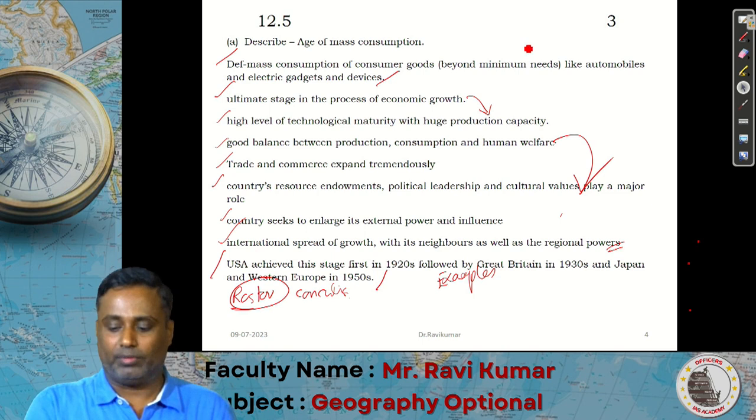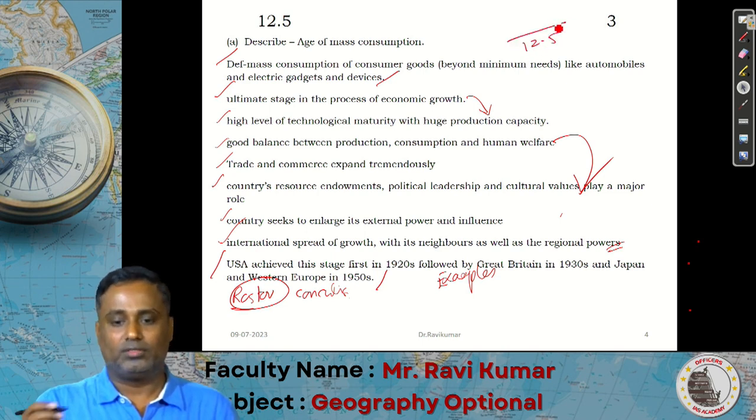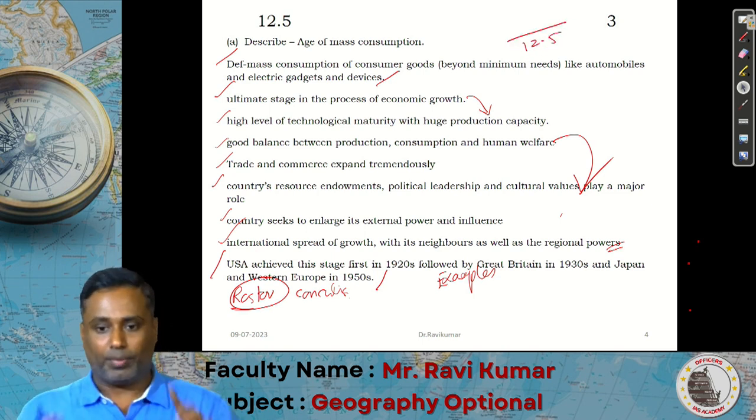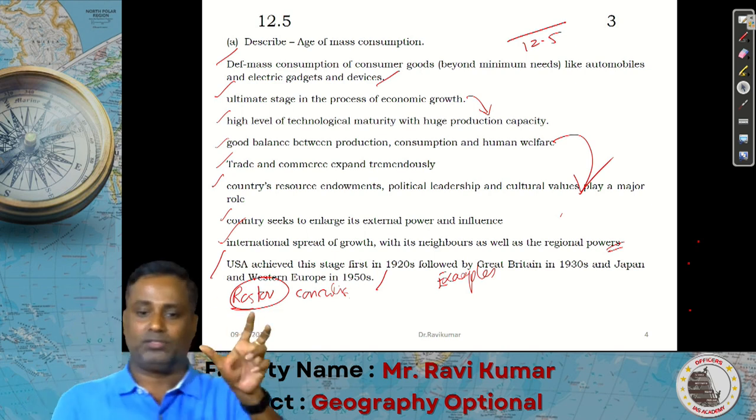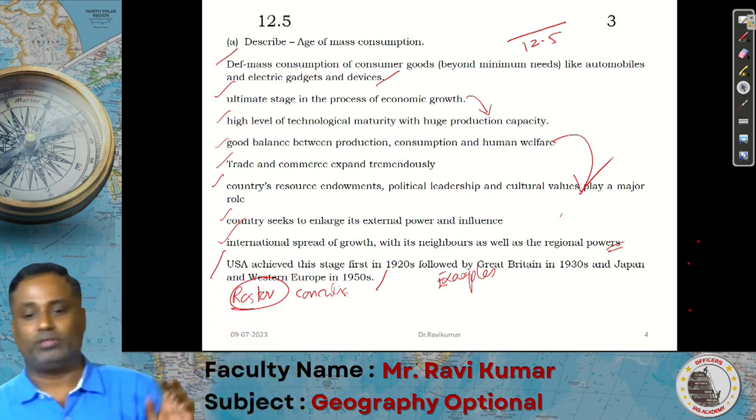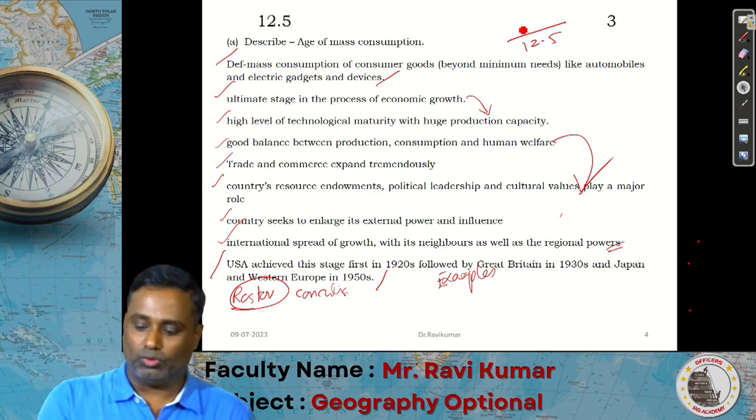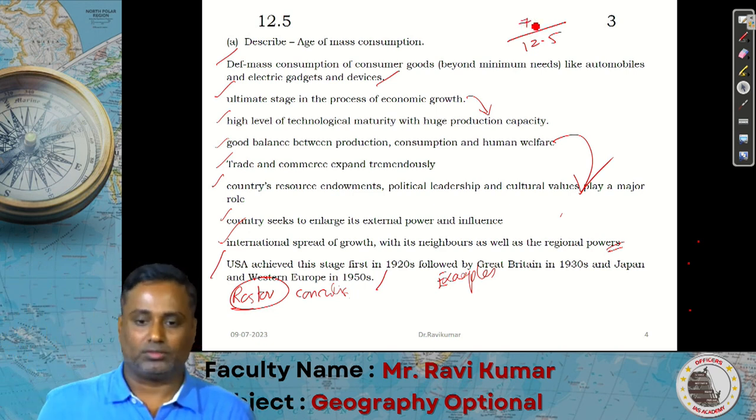This is a 12.5 mark question. Just imagine, if you write the answer in the proper order, giving a definition, the characteristics, the examples, and Rostow at the end, you can score 7 marks.